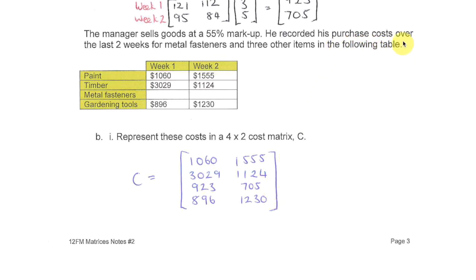Now what's told up here is that the manager sells these goods. So he brings in the products into his store, but then he marks it up by 55% and sells that to the customers. So this is the cost of the hardware store, but it's not the selling price to the customers.